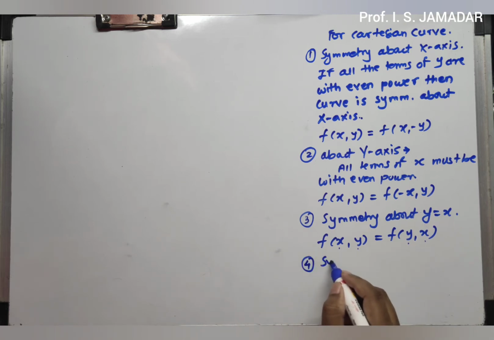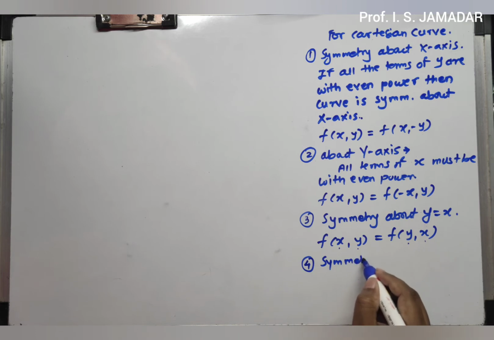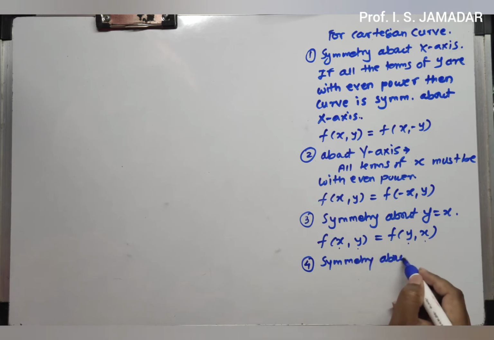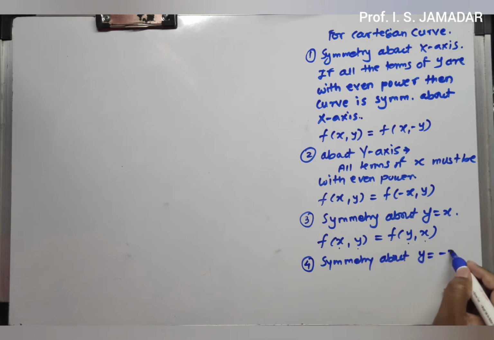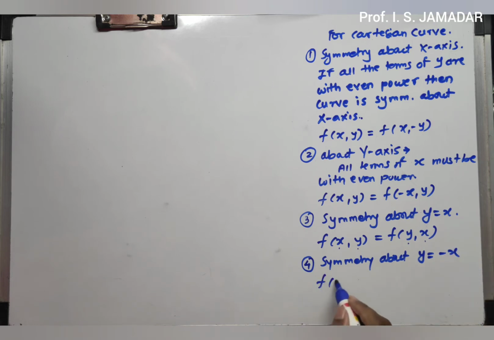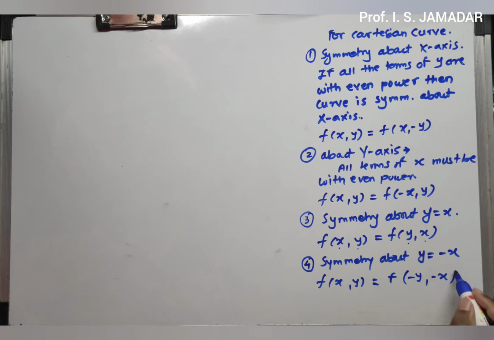Last, we have symmetry about line y equal to minus x. So in this you have to replace x by minus y and y by minus x. After replacement of x by minus y and y by minus x, if equation remains unchanged, then that curve is said to be symmetric about the line y equal to minus x.